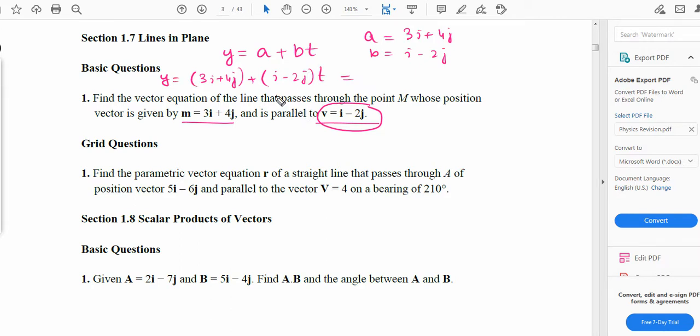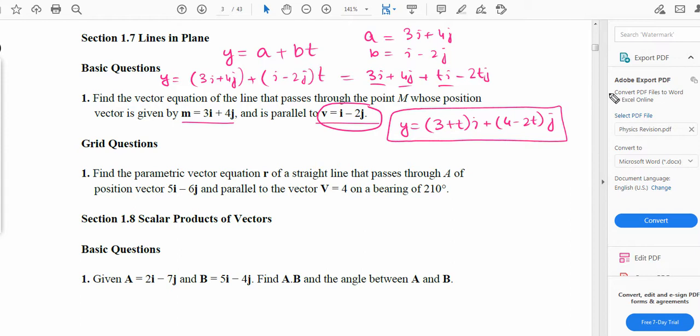Now I'll just expand the brackets and separate the unit vectors i and j. So it'll be like this: 3i plus 4j plus ti minus 2tj. So my final vector will become equal to 3 plus t times i, and for this one it will be 4 minus 2t. So I'll write it like this: 4 minus 2t times j. So this will be my final vector. So I hope you got it. So this is it. Thank you so much.